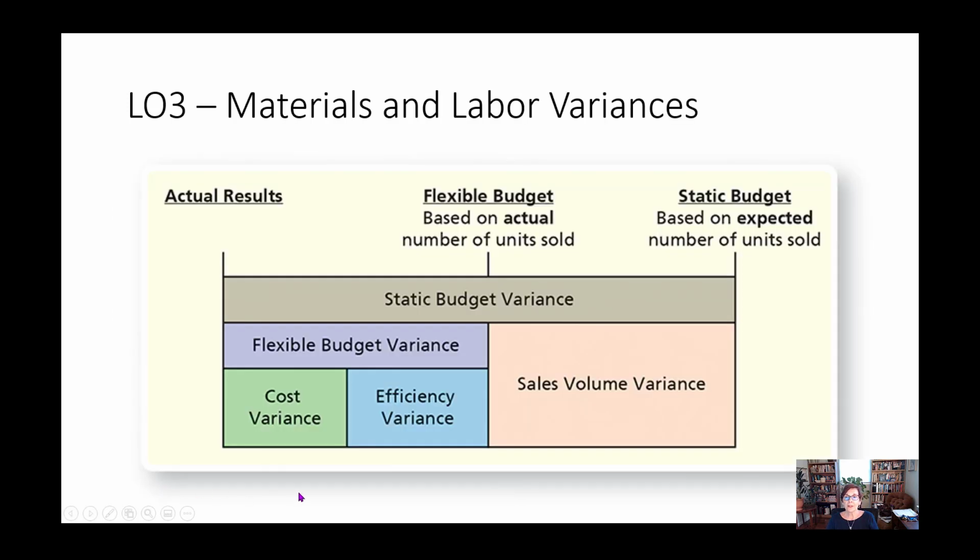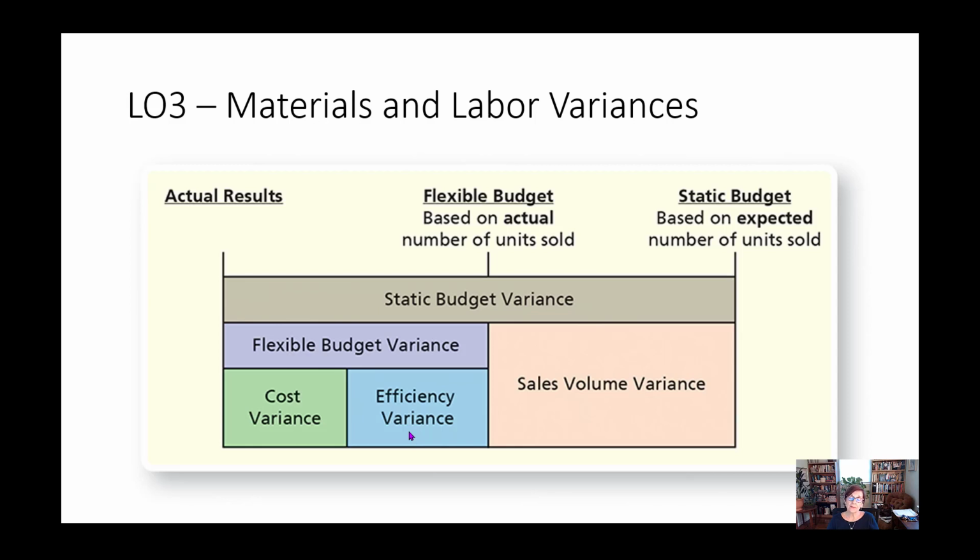All right, so let's take a look at the variances that we calculate for materials and labor. So remember the static budget is here. Our sales volume variance is here, and our flexible budget variance is here. So the flexible budget variance is broken into 2 different variances called a cost variance and an efficiency variance. The cost variance shows how much did you pay per unit of direct materials compared to how much you should, or how much did you pay per hour of direct labor compared to what you should. And the efficiency variance talks about the quantities that you used. It's sometimes called the quantity variance.